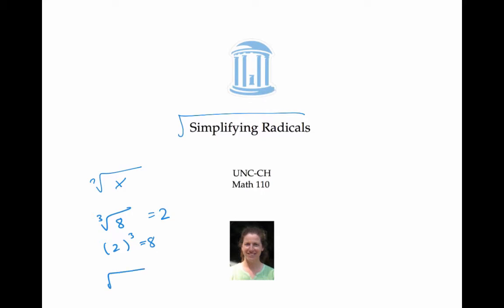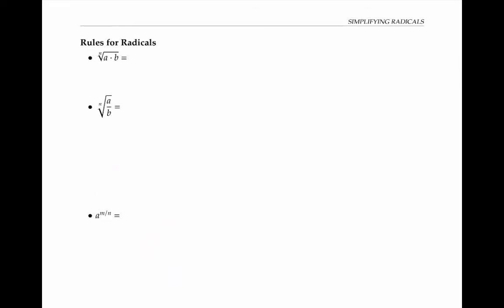When we write the root sign without a little number, that just means the square root, so the 2 is implied. In this case, the square root of 25 is 5, since 5 squared is 25. Let's start by reviewing some rules for radical expressions.